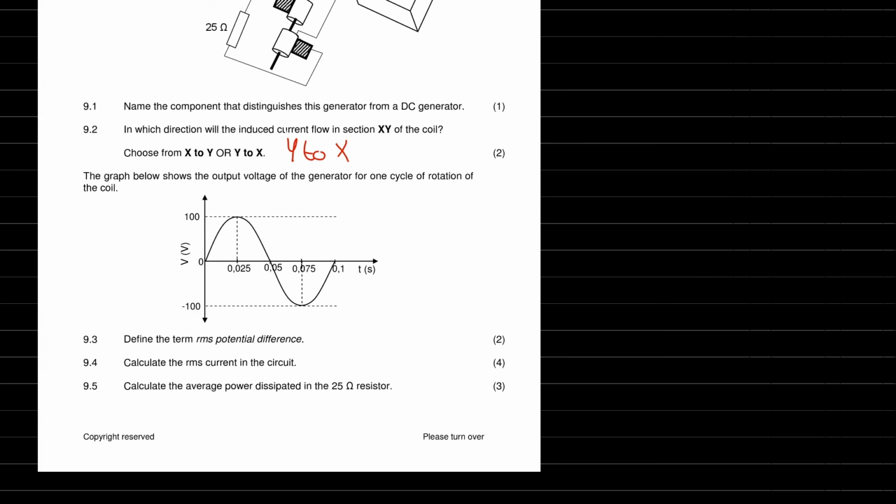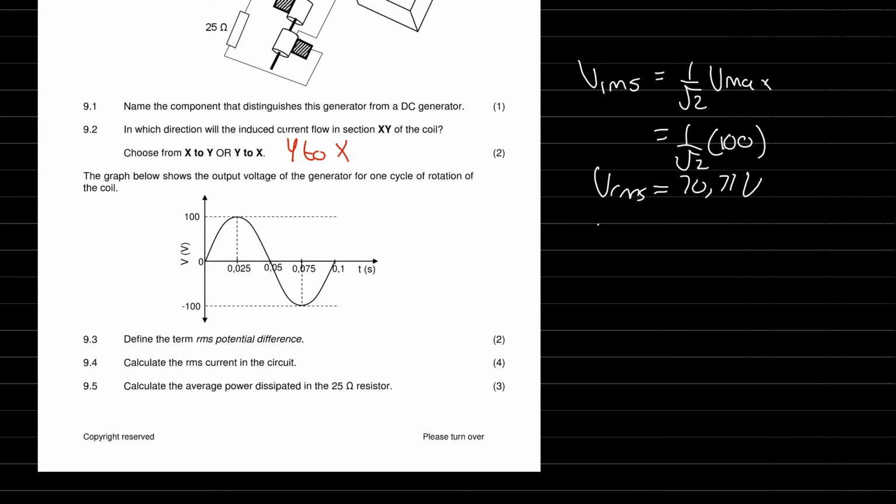Next up, we need to calculate the RMS current in the circuit. So we got voltage, so let's start off with that. We've got VRMS is equal to, using our equations, 1 over root 2 Vmax, right? So that's 1 over root 2 times the maximum, which is 100. And that gives you 70.71 volts of RMS.